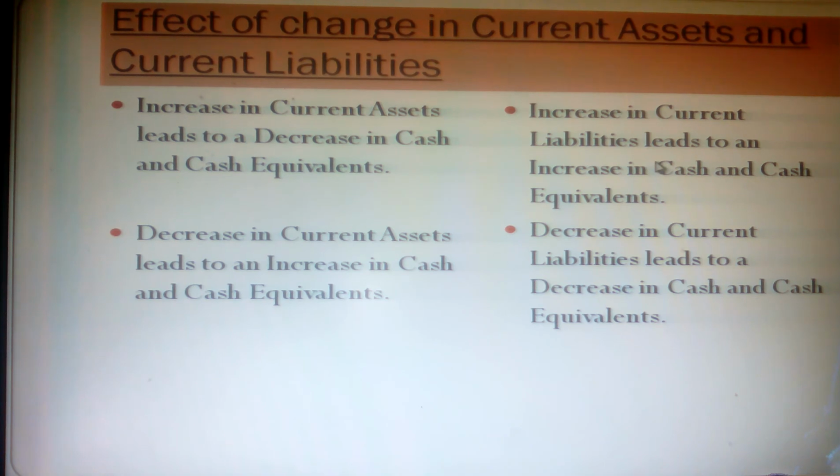Okay, an increase in current liabilities leads to an increase in cash and cash equivalents. Here, the opposite: a decrease in current liabilities leads to a decrease in cash and cash equivalents. That is the idea here.